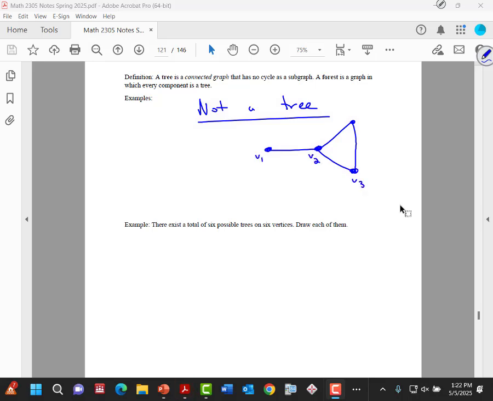Reason being is I notice there's this cycle right here as a subgraph, meaning if I just looked at V2, V3, V4, then there would be this cycle as a subgraph. So this is not a tree. So to be a tree, I have to be a connected graph and no cycle as a subgraph. A forest is a graph in which every component is a tree.